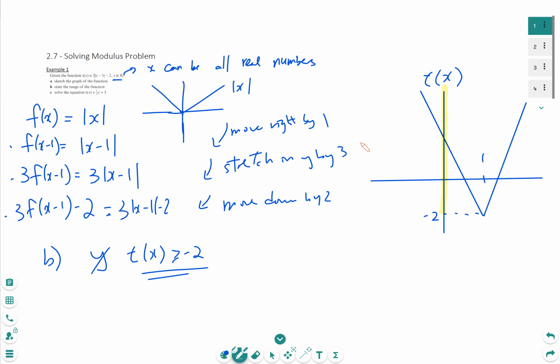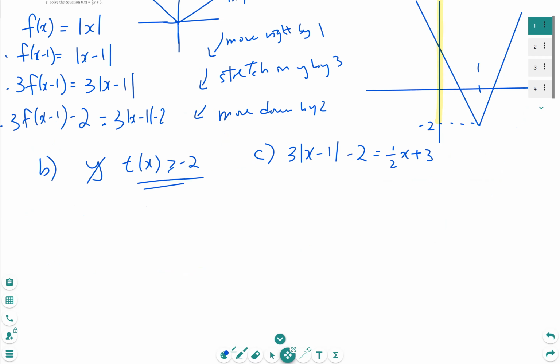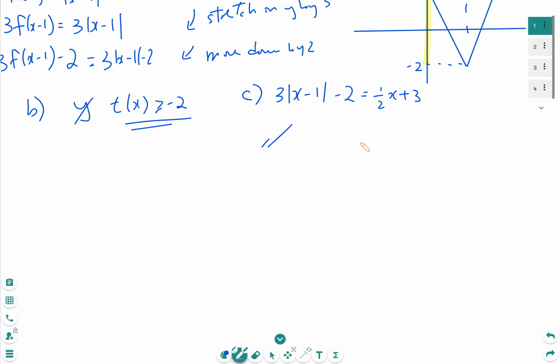Right, part C. Solve the equation where t of x equals a half x plus 3. So 3 modulus x minus 1, minus 2 equals half x plus 3. As we know, to solve modulus equation, we will have to make 2 separate scenarios. One is when we turn the modulus into just a normal bracket.